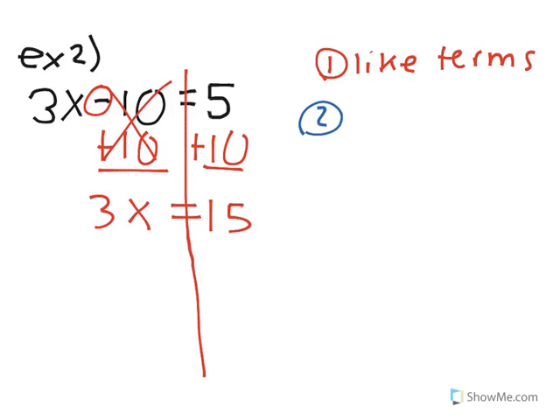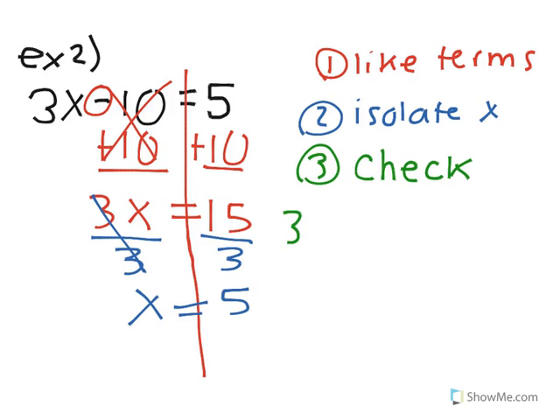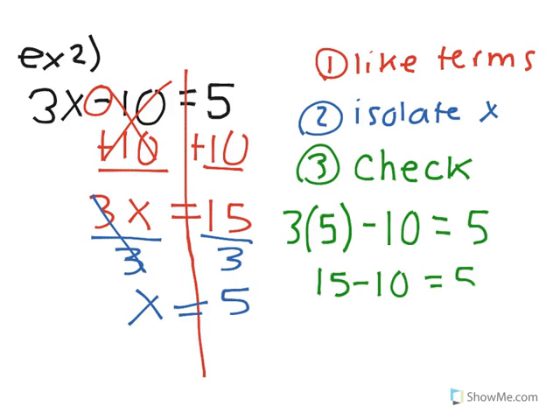Now we isolate x and solve for it. Same thing as solving for x. So divide by 3. It's the opposite. Divide by 3, do it to both sides. x is equal to 5. And now we're going to check. So we got 3, plug in the 5 where the x is in the original equation. 3 times 5 is 15, minus 10 is equal to 5. 5 is equal to 5. Check. Awesome.